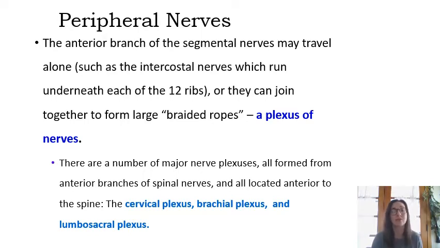All right, so you've got a few major nerve plexuses in your body. One is the cervical plexus, so you can guess where that one is. You've got a brachial plexus, and then you've also got a lumbosacral plexus.